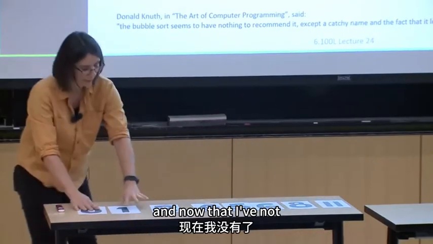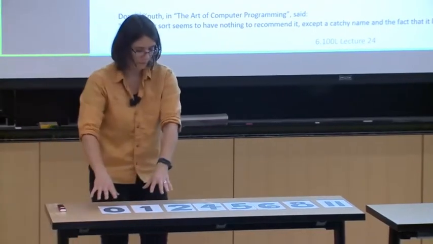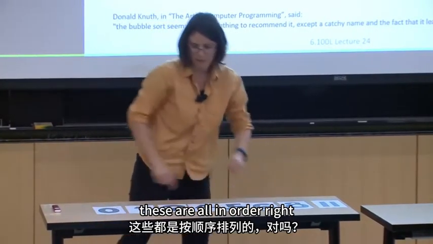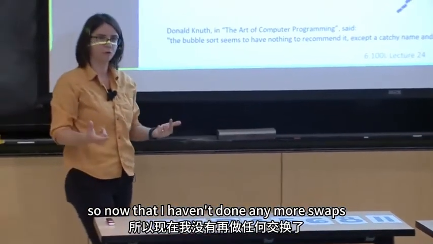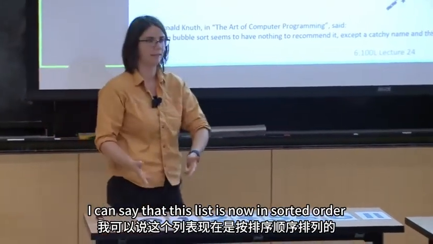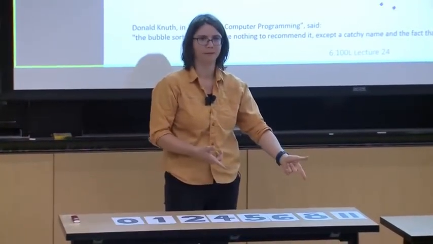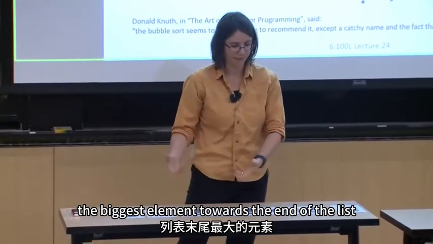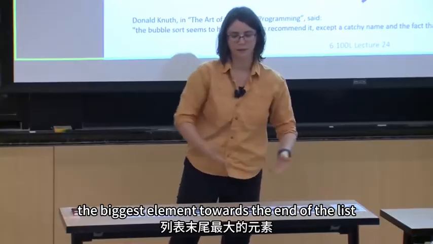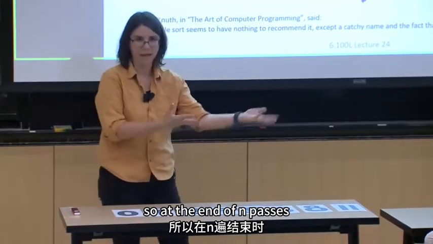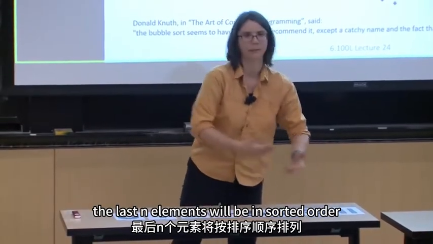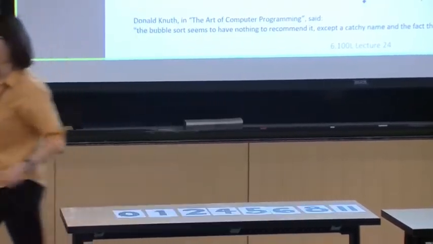And now I'm going to do one final check. These are all in order, right? So now that I haven't done any more swaps, I can say that this list is now in sorted order. Right? So with each pass, I'm bubbling up the biggest element towards the end of the list. So at the end of n passes, the last n elements will be in sorted order.